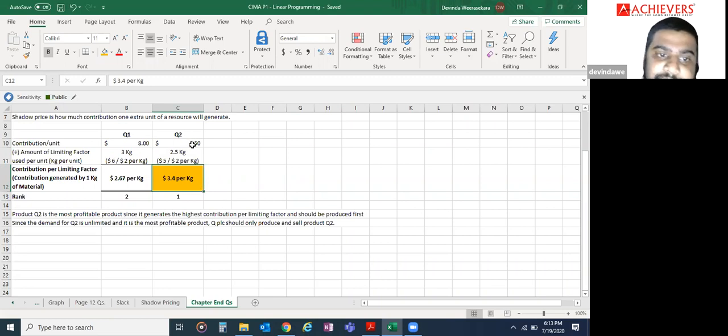Why is that? Because contribution per unit of Q2 is 8.5, and to make 1 unit of Q2 we need 2.5 kilos. So if 2.5 kilos generates a contribution of 8.5, 1 kilo will generate a contribution of 3.4. 8.5 divided by 2.5, right? 3.4. So 3.4 is the contribution per limiting factor. In other words, this 3.4 is the contribution generated by 1 kilo of raw material. Clear? So what is the definition of shadow price? How much contribution does 1 unit of a resource generate? So that is 3.4. Clear? Clear, guys? So any questions on that?